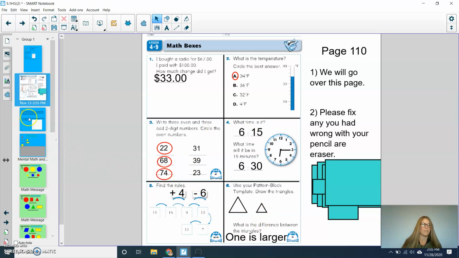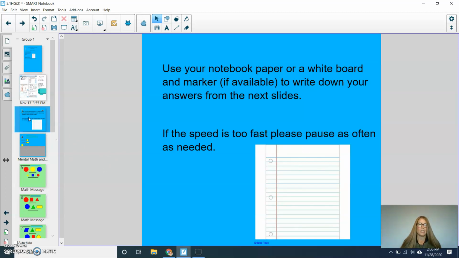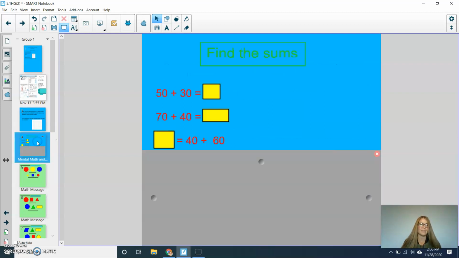The next thing we'll do is use our whiteboard and marker or notebook paper and pencil. If the speed is ever too fast, please pause as often as needed. Can you write down the sums on your whiteboard? And so you don't need to write down the whole problem, but just write down the answer. Press pause and then play when you're ready to check.